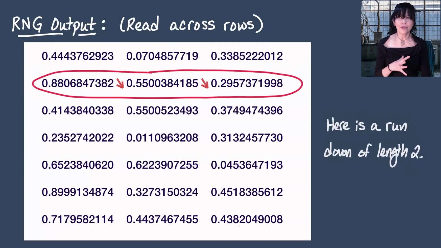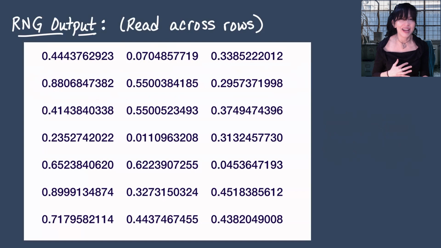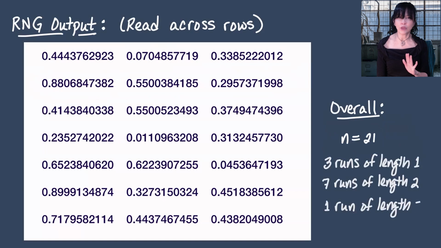If you continue, and I think you know what I'm going to do now, here are 21 values I went through, and I happen to count 3 runs of length 1. Now, I don't care if they're increasing or decreasing. I just lump them all together. I also counted 7 runs of length 2 and 1 run of length 3, and I didn't count any higher length runs on this particular slide.